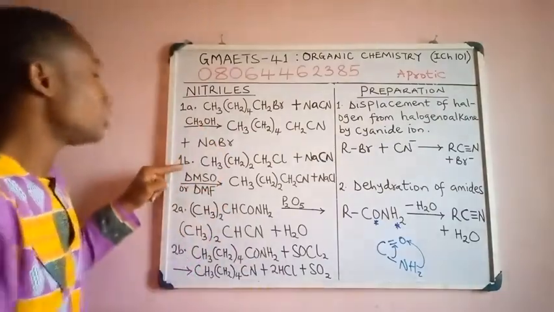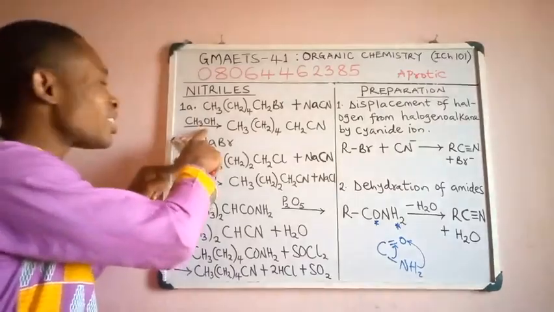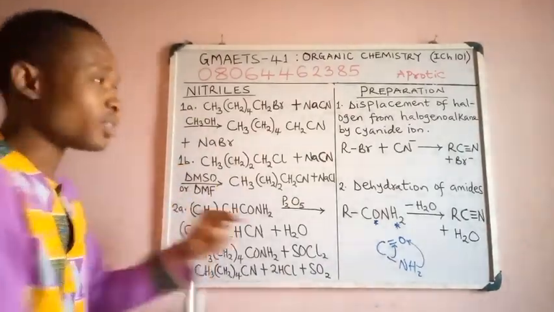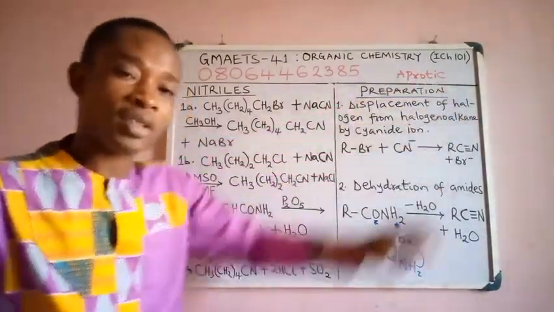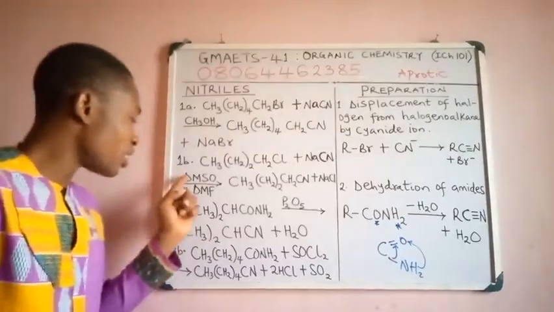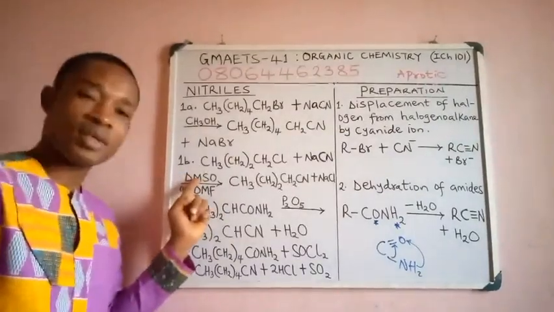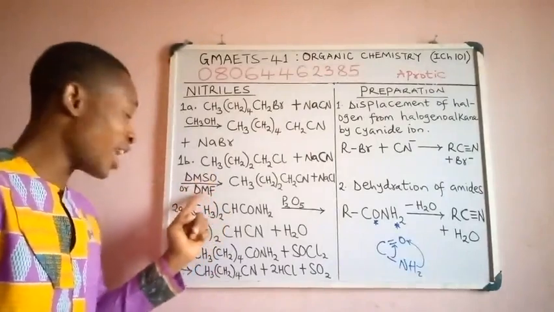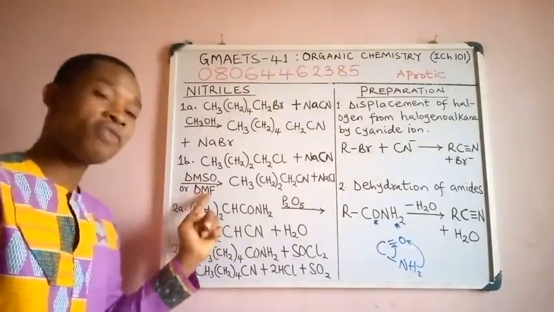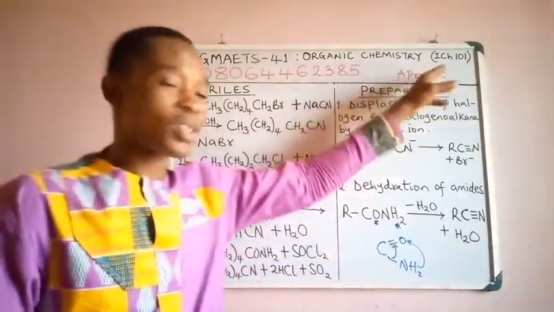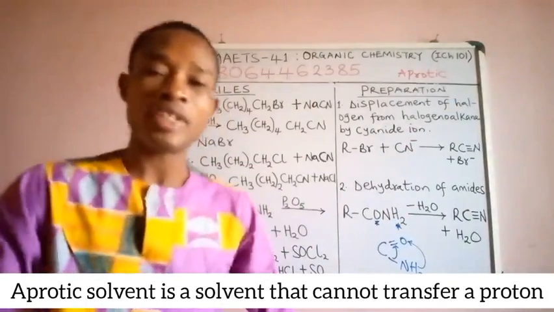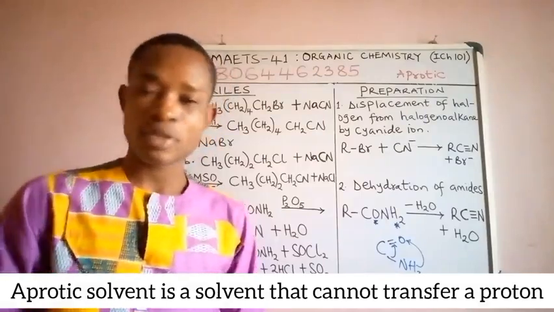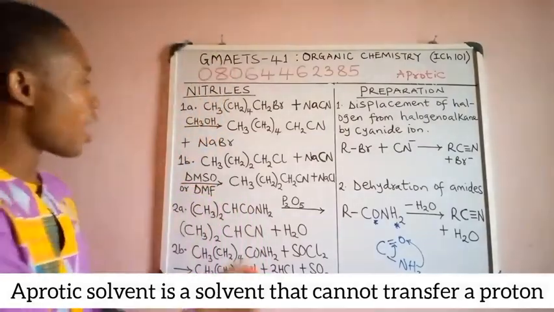Then in the 1B, instead of using methanolic or ethanolic solution, we may choose to use an aprotic solvent. One of the aprotic solvents is DMSO, that is dimethyl sulfoxide, or DMF, which is dimethylformamide. An aprotic solvent is one that cannot give out hydrogen ion. That is, it cannot transfer a proton during chemical reaction. Now let us look at what happens.